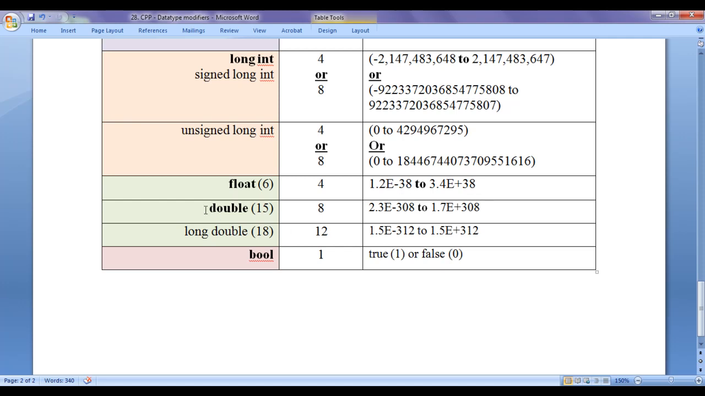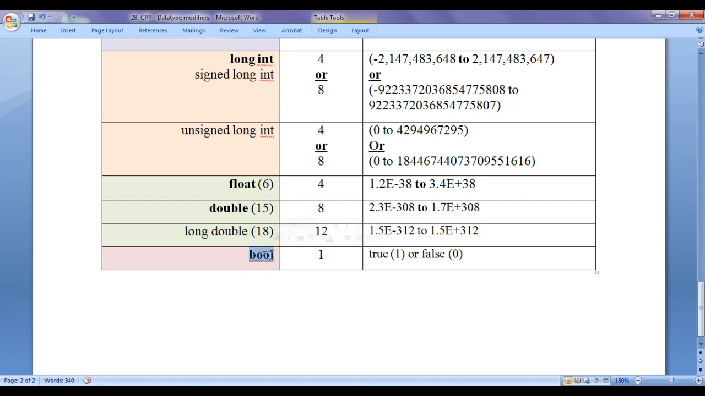We can also change the size of the double data type by prefixing it with the long data type modifier, guys. Long double type data can have 18 digits after the decimal point, guys. It is of 12 bytes. The minimum value possible to store inside long double type memory is 1.5 multiplied by 10 raised to the power of minus 312, and the maximum value possible to store inside long double type memory is 1.5 multiplied by 10 raised to the power of 312, guys.